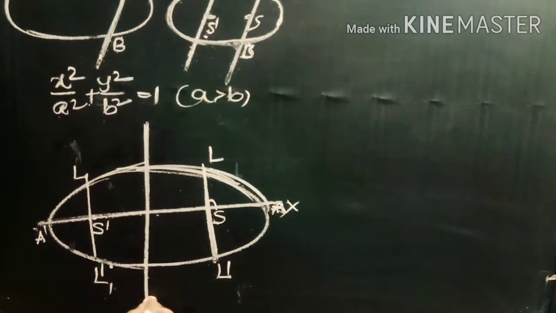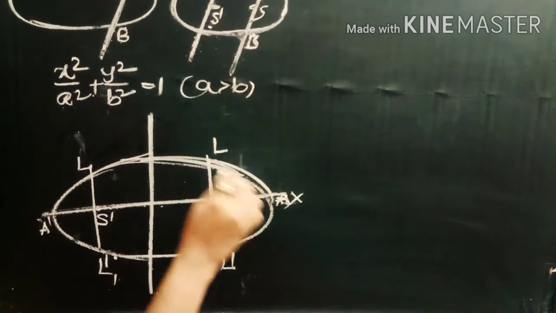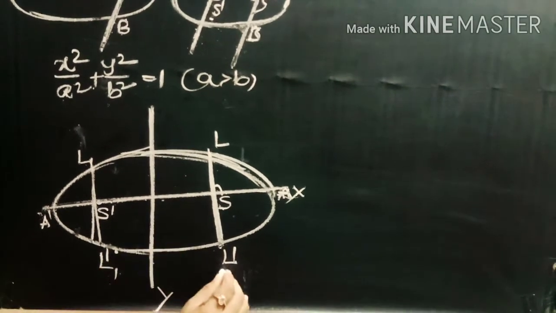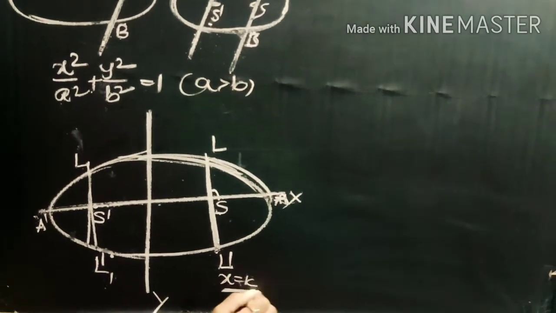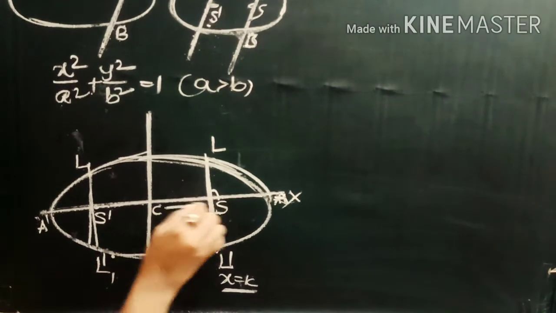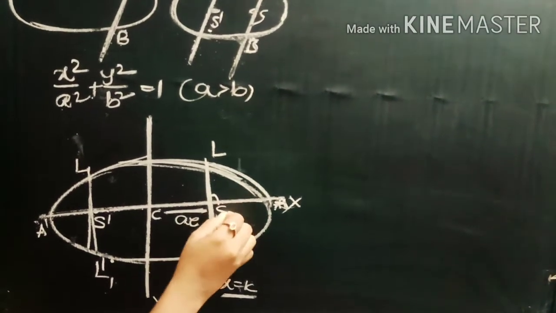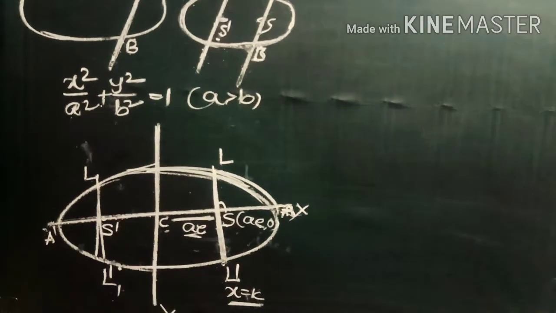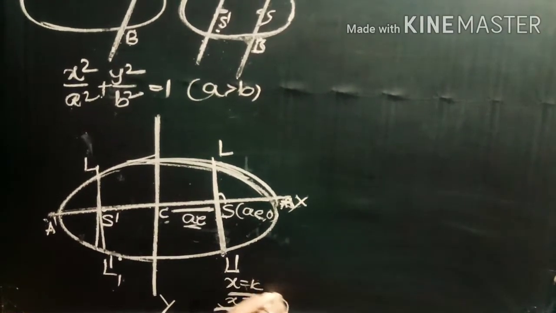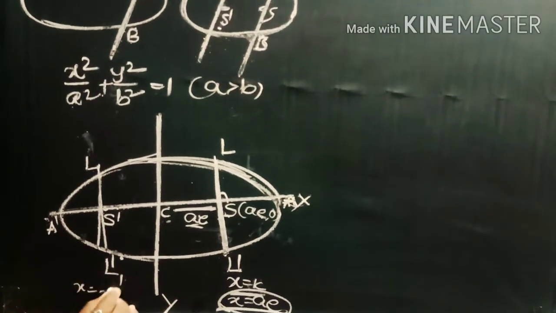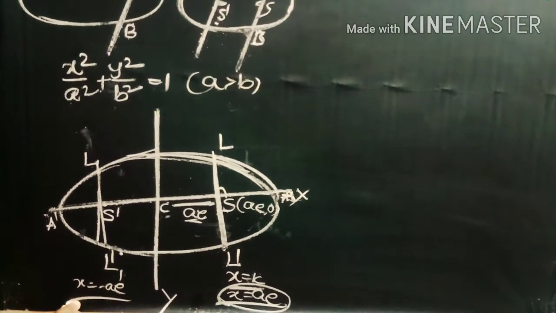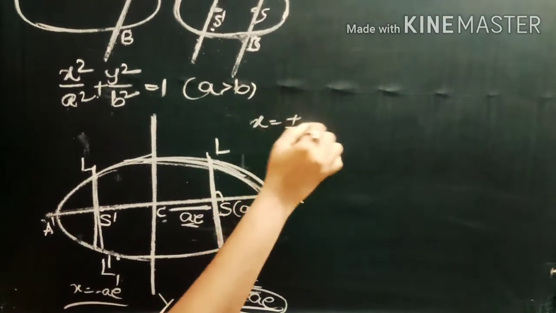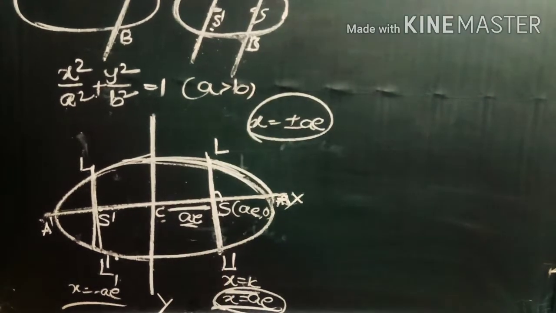Now clearly we know that this is the y-axis and this is the x-axis. Now this is the latus rectum. These are the lines which are parallel to this line. So the equation of this line is taken as x = k. And this is the center. The distance between these 2 points is equal to ae, since the coordinates of S are (ae, 0). Clearly the equation of this line is x = ae, and the equation of this line is x = −ae. Therefore, the equations of the latus rectum are x = ±ae. These are the equations of the latus rectum.